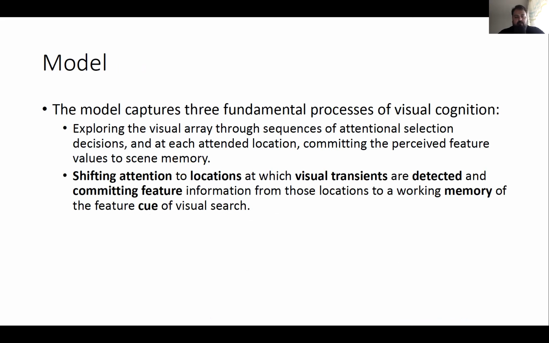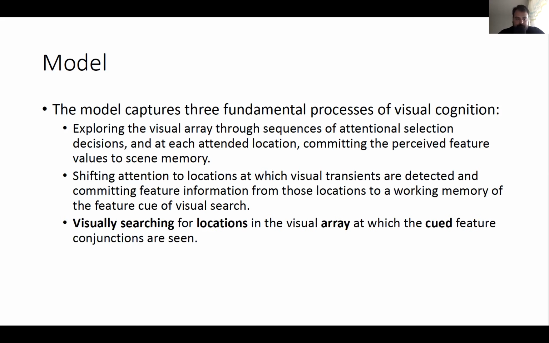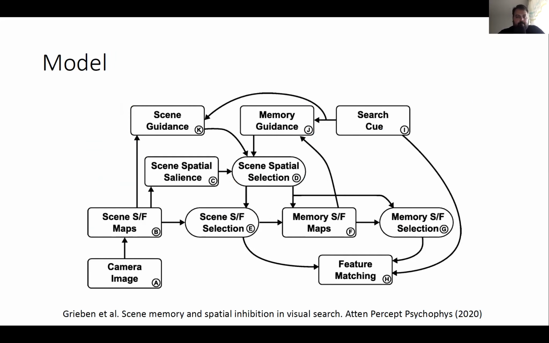The second one was shifting the attention to locations at which visual transients are detected, meaning that if the target cue appears, you can notice this change in the scene, attend to the location of the cue, and then commit this feature information to the working memory of the feature cue. And finally, search for the location in the visual array at which this cued feature matches the conjunction that was previously presented.